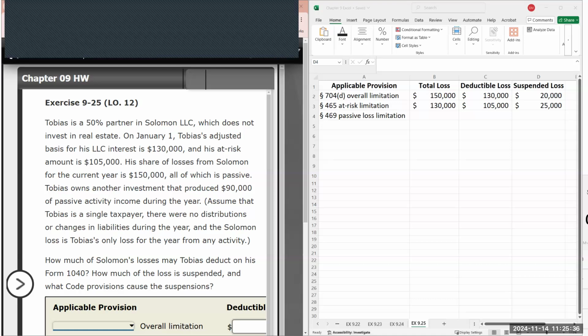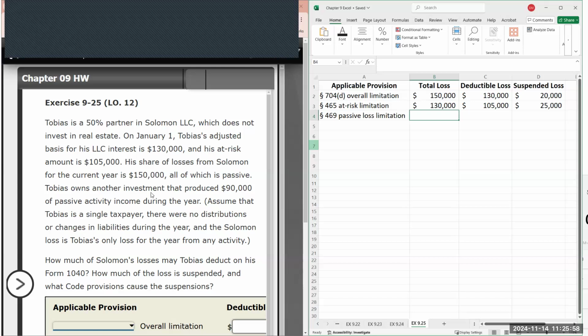Next, we move on to the Section 469 passive loss limitation. Any losses that survive this second limitation may be subjected to the passive activity loss rules. And in this case, he has this investment of $90,000.